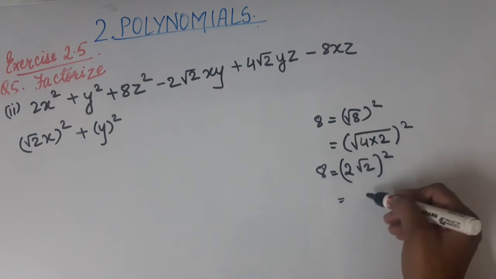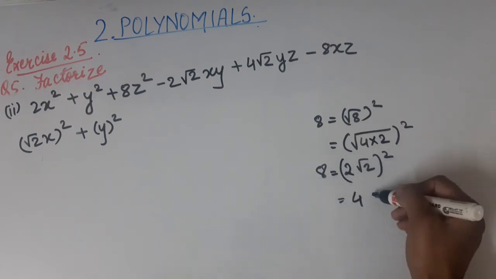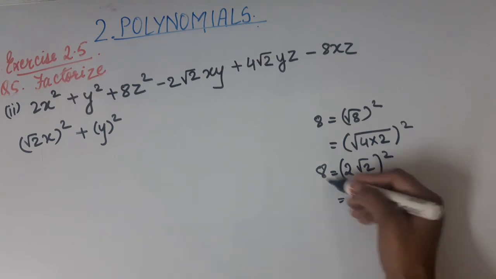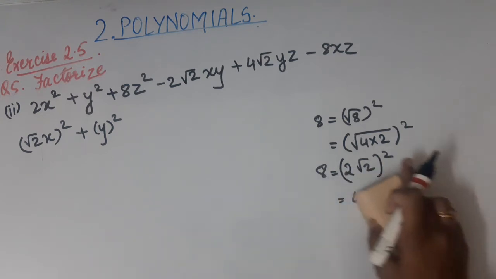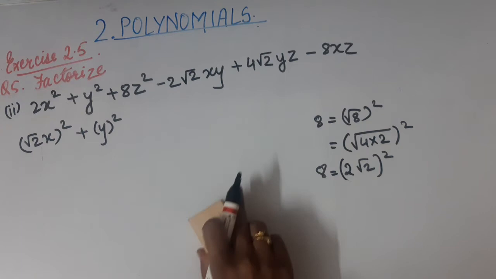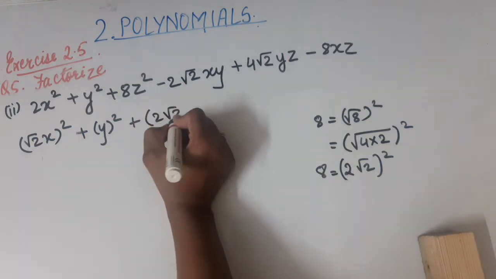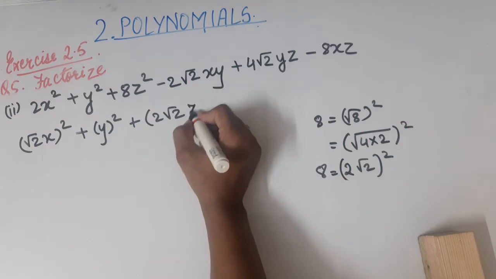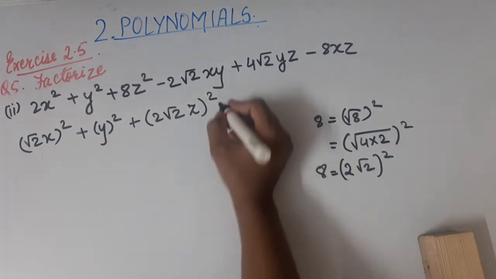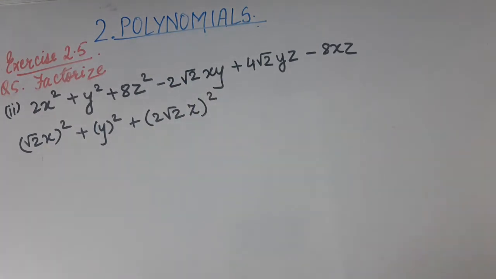See here, 2 square is what? 4, and root 2 square is what? 2. 4 2s are 8, right? So 8 I can write it as 2 root 2 whole square. So I will write it as 2 root 2 into z whole square. Now we can arrange the terms.